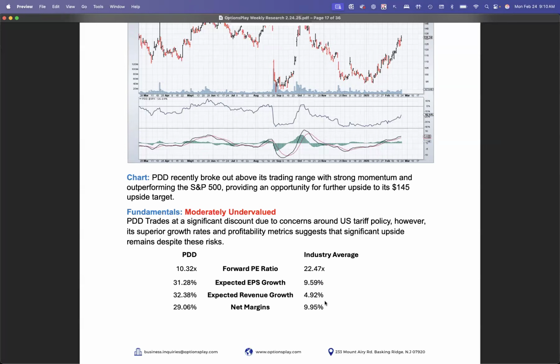Also, if you look at net margins, there is almost no US retailer with net margins that are close to 30%. Some of the better performing stocks that we like in the consumer discretionary space, like Lululemon, are in the 15 to 17% range in terms of net margins. And PDD is nearly double that, yet it trades at a discount that's more than 50% to the market. That's part of why I'm still willing to take on the risks here, despite the trade war risks for PDD, because of just how significantly discounted it is from a valuation perspective.